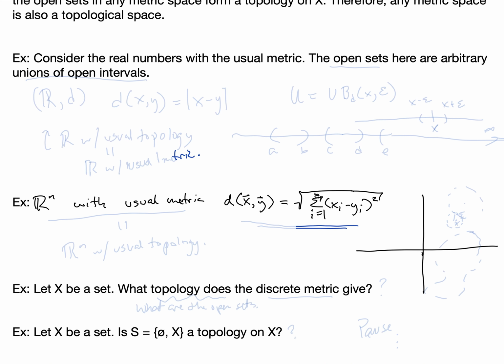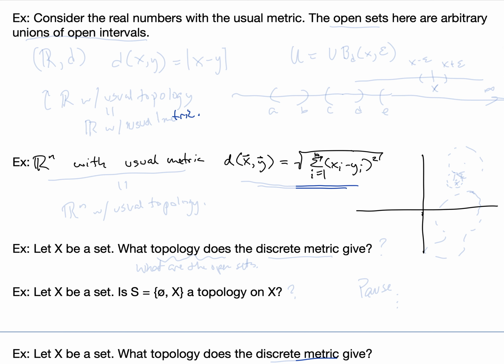Let's look at a couple of examples. Let's think about the real numbers with the usual metric. So we have the real numbers with the metric d, the usual metric, where the distance between two points x and y is just the absolute value of x minus y. When we think about open sets in a metric space, remember our initial definition was that an open set is the union of open balls in that metric space. So we've got any point x and then an open interval from x minus epsilon to x plus epsilon. That's an open set.